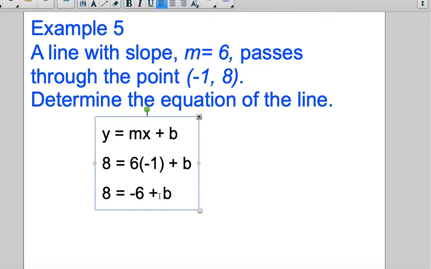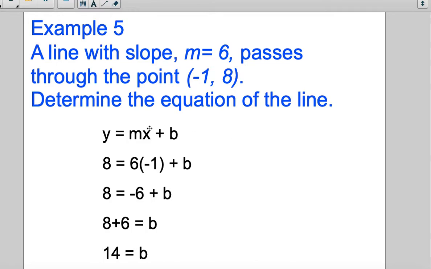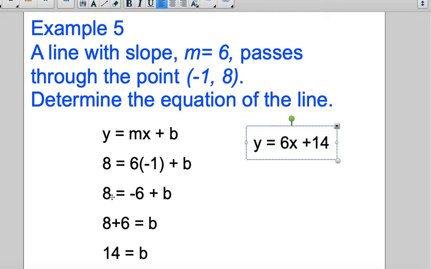so 6 times -1 is -6. We're going to take this -6 and send it over, changing the integer sign. And then we have 14 equals b. So if we are going to do our final equation of the line, to determine the equation of the line, we're going to go back to our y equals, so back to this formula, and replace our numbers back with variables. So y equals our slope with an x, and then our b value, which was positive 14, gets put into this equation.